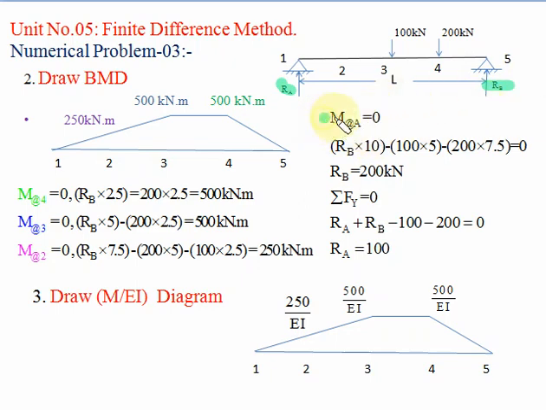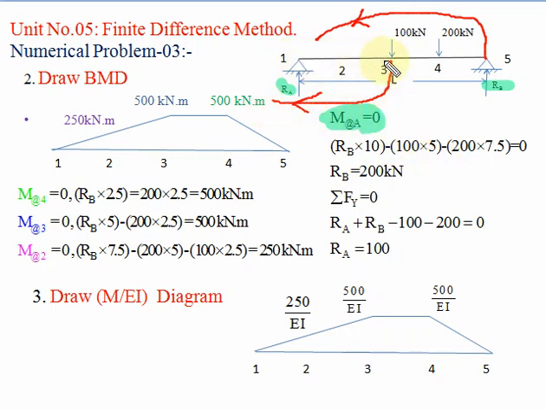What is the first equilibrium equation? That is moment at support A equal to 0. Here we have considered anti-clockwise positive and clockwise negative. So the force RB, how is this force RB acting? It is acting in anti-clockwise direction. So plus RB into, what is the total length? 10. Then how is the force 100 acting? It is acting in clockwise direction.